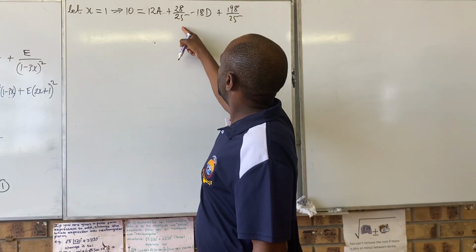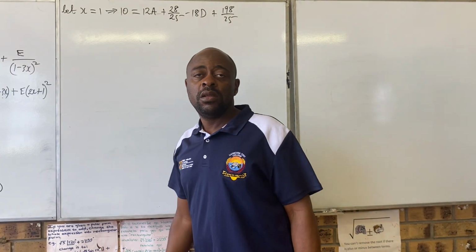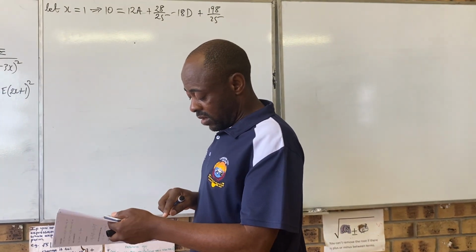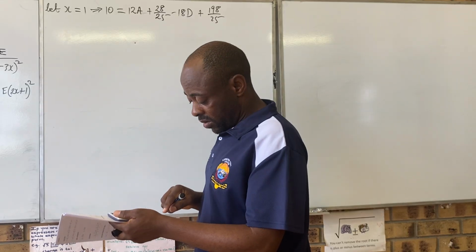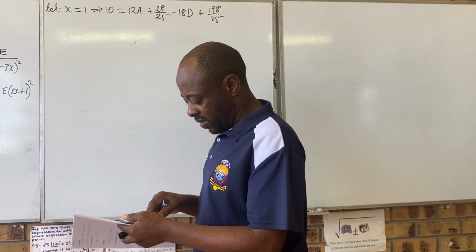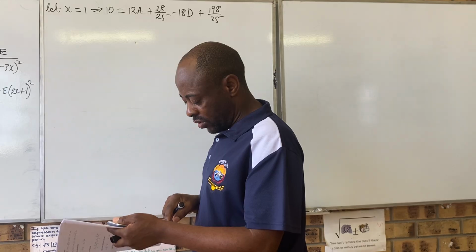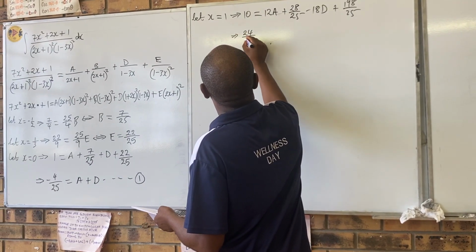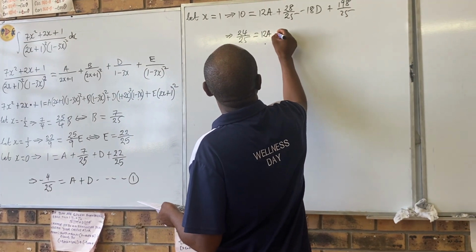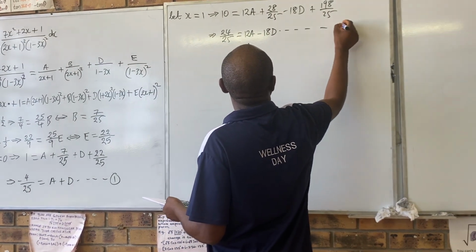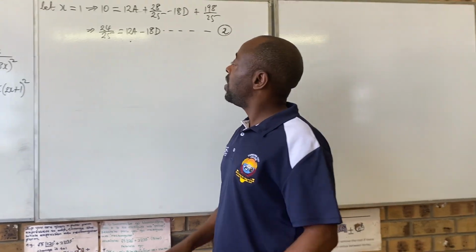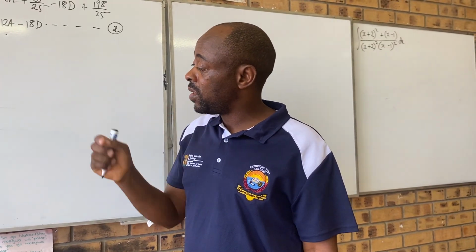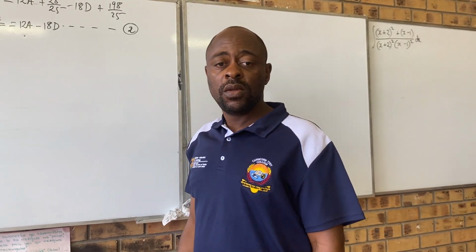So 28 on 25, 198 on 25, they are like terms with 10, so they can move that side. So if I take 10 minus 28 on 25, then minus 198 on 25, that takes me to 24 on 25. So I'm getting 24 on 25 is equal to 12a minus 18d, and that is equation number 2. So we now have 2 equations in terms of a and d. So all we need to do is make something the subject in one, then we put into the other.